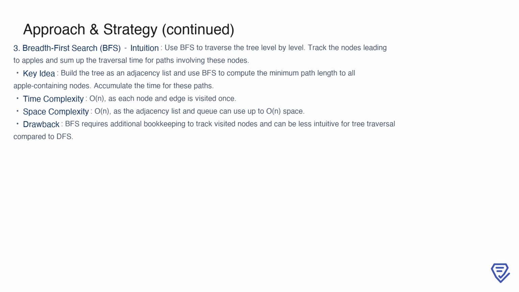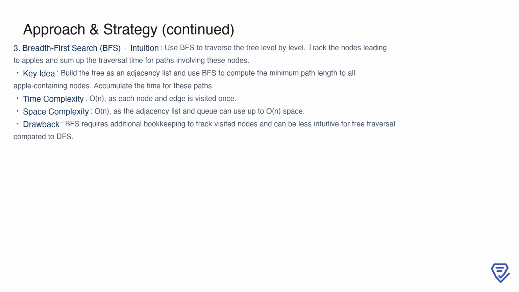Another approach we could consider is breadth-first search, or BFS. Unlike DFS, which explores paths deeply before moving to the next, BFS traverses the tree level by level. The intuition here is to track nodes that lead to apples while summing up the traversal time for these paths. To implement BFS, we first build the tree as an adjacency list. Then, using a queue, we process nodes in breadth-first order, keeping track of visited nodes to avoid revisiting. For each node leading to an apple, we accumulate the time for the path and include it in the result.